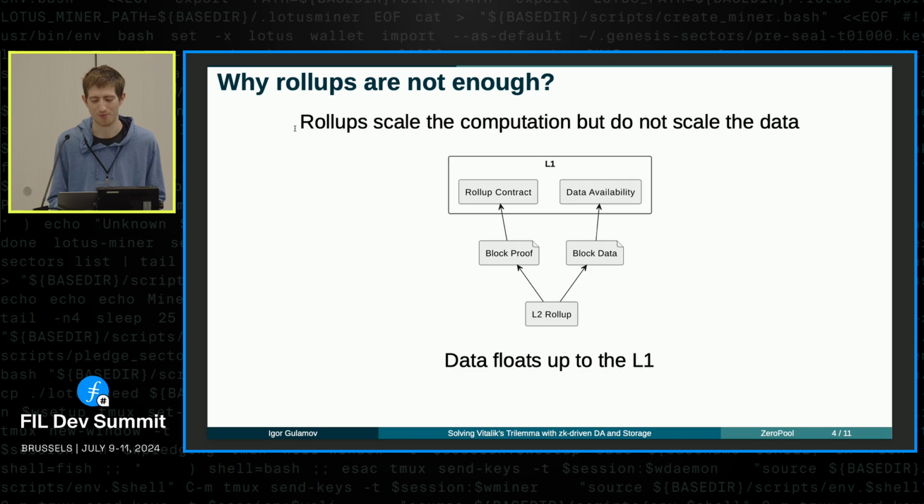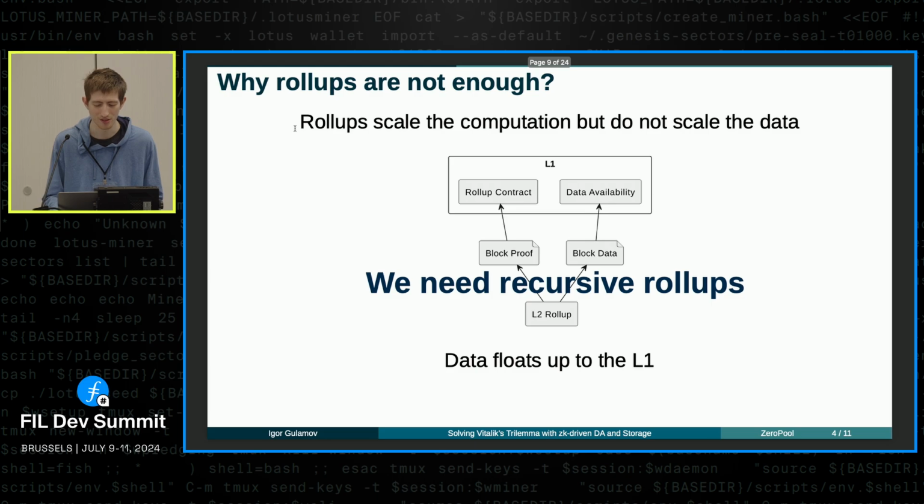Anyway, we have a bottleneck on the top layer of blockchain. We need recursive rollups. We need solutions for how we can deploy rollups inside rollups with no bottlenecks. Then we can build a decentralized network of rollups and scale everything.